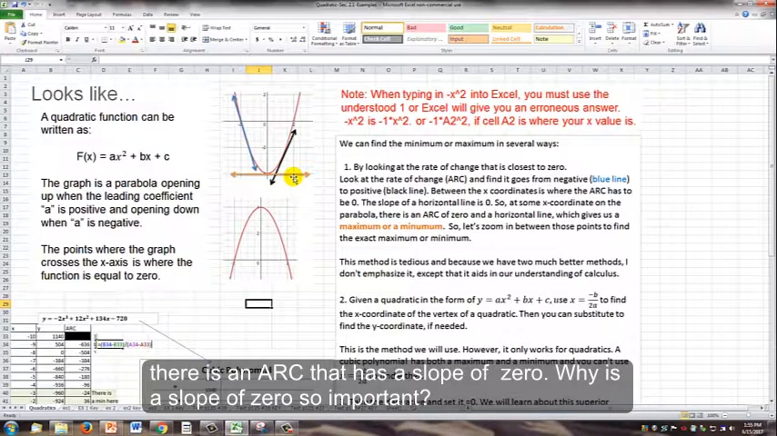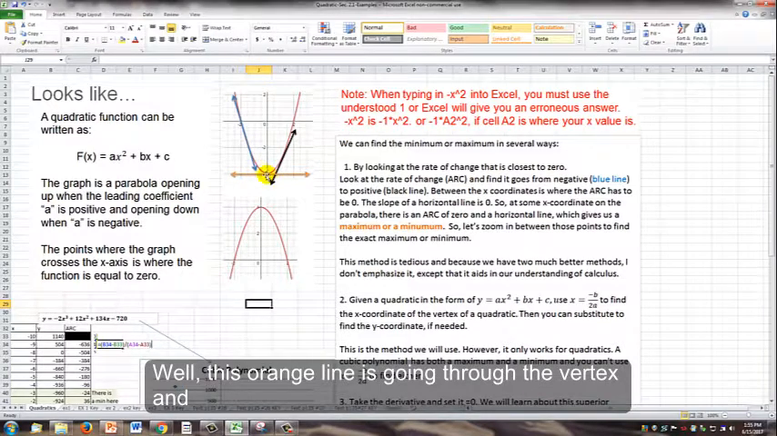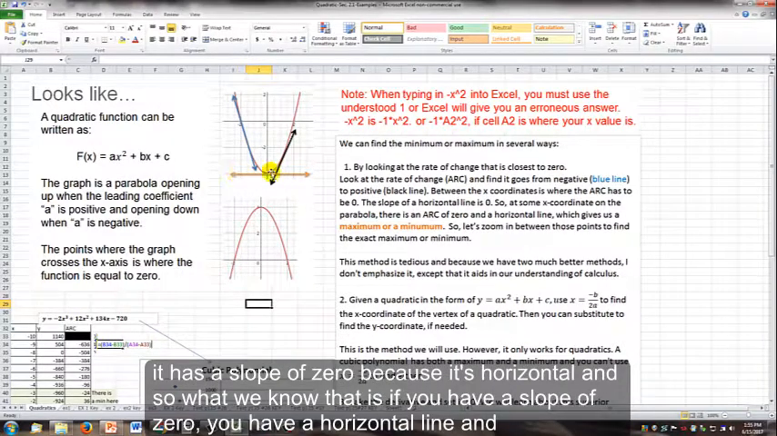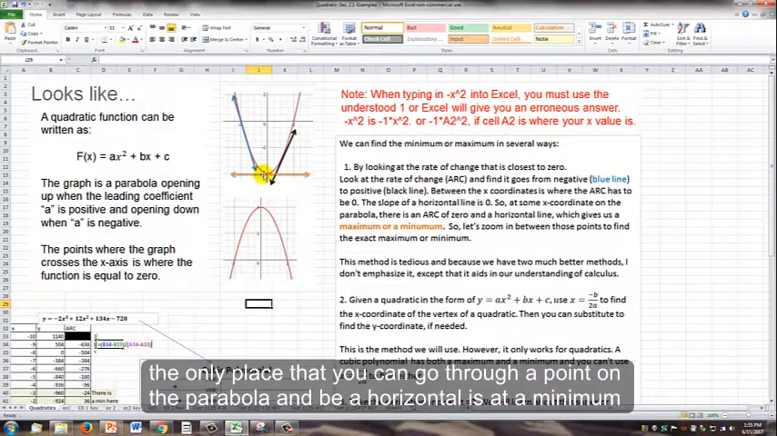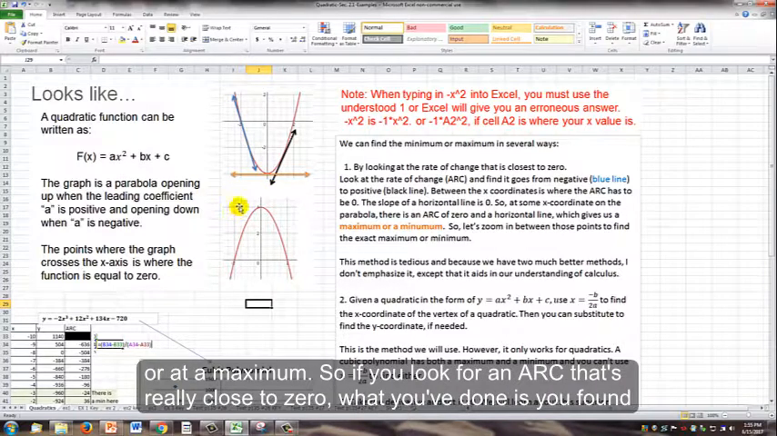Well, why is a slope of 0 so important? Well, this orange line is going through the vertex, and it has a slope of 0 because it's horizontal. And so what we know is, if you have a slope of 0, you have a horizontal line. And the only place that you can go through a point on the parabola and be a horizontal line is at a minimum or at a maximum.